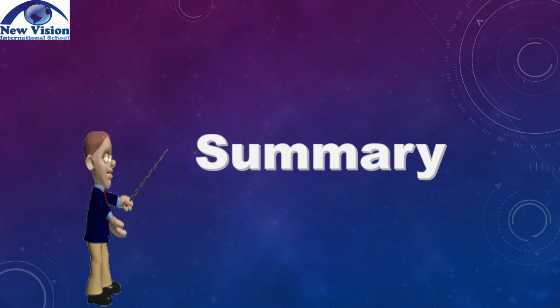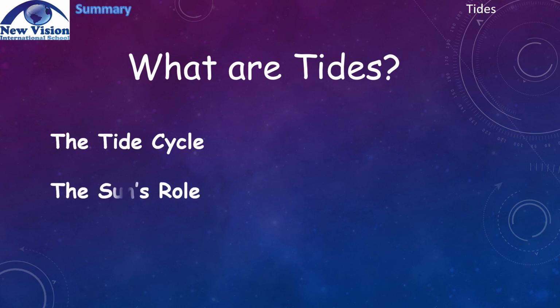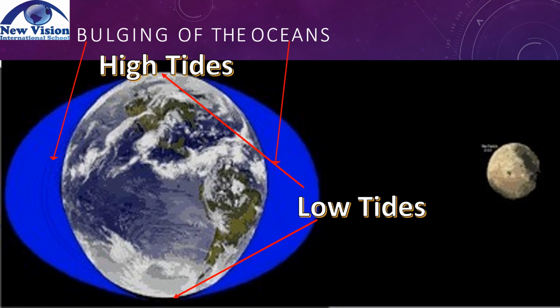Let's summarize our lesson. What are tides? The tide cycle and the sun's role. The moon exerts a gravitational pull on the earth that causes the oceans to rise and fall. The moon's gravitational pull causes the ocean to bulge. Each of these bulges causes a high tide, and at the same time, low tides occur between the two bulges.